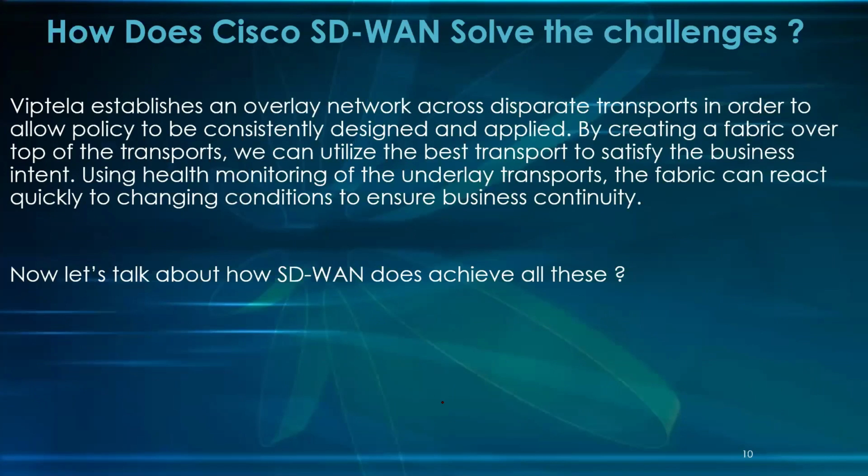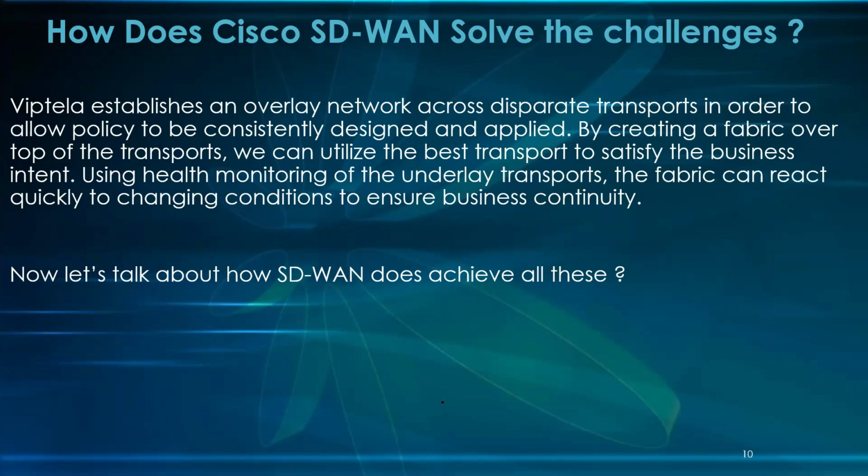Now, how does Cisco SD-WAN solve these challenges? Just think of that, we had plenty of challenges with one, with the other, and so on, right? Now, Viptela established an overlay network across disparate transport in order to allow the policy to be consistently designed and applied. So the first line is saying a lot. Just think of Viptela establishing an overlay network across the transport in order to allow the policy to be consistently designed and applied. So what does that mean?